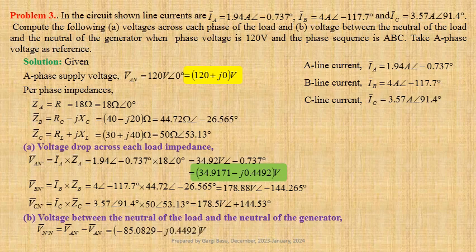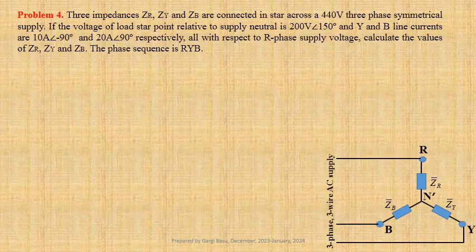minus J times 0.4492 volt. In polar form, this may be written as 85.084 volt at an angle minus 179.7 degree. Three impedances ZR, ZY and ZB are connected in star across a 440 volt three-phase symmetrical supply.